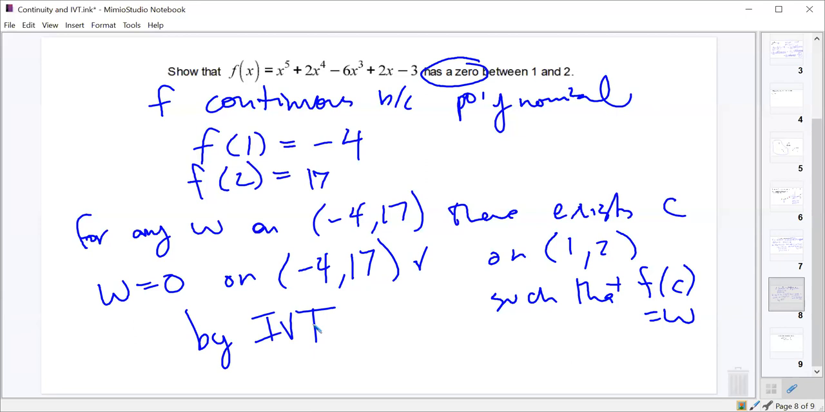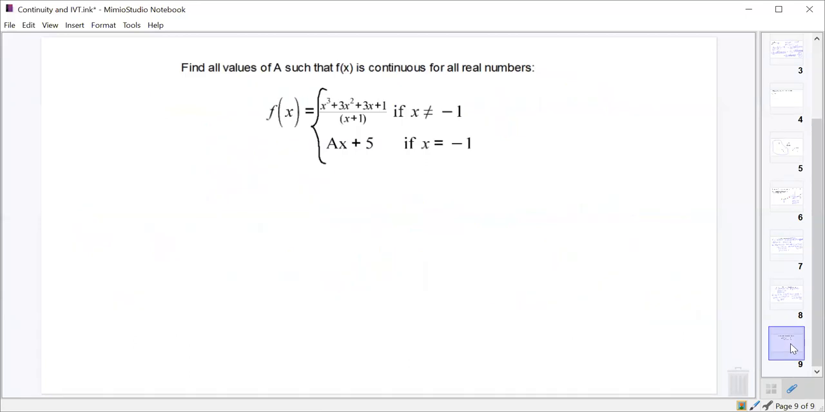Yes, no, maybe? Yes. Yes, one yes. All right. No issues with that? Don't have to do the full verification because we're just interested in showing that it has that one value that works. All right, last problem for the day.